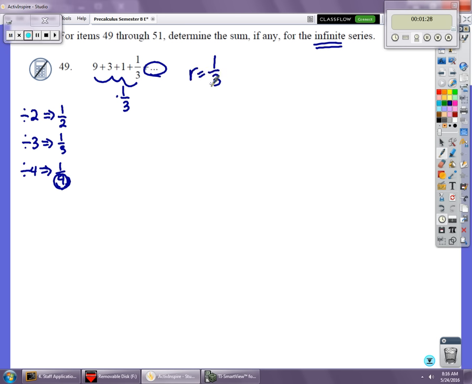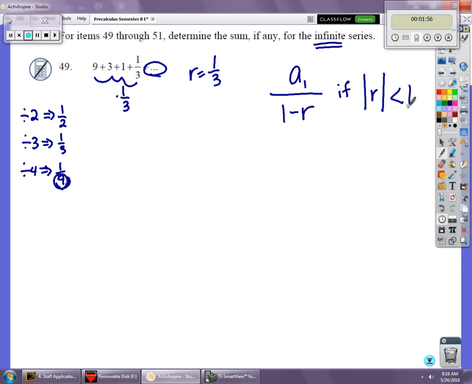Okay, so now that I know that my rate is 1/3, this is actually one that you do get a formula for, and the formula looks like this. First term over 1 minus r. But the absolute value of your rate has to be less than 1. So basically we're looking for a fraction that's less than 1, positive or negative. It doesn't really matter if it's positive or negative. It just has to be a fraction that's less than 1. So, think back to middle school. The bottom number has to be bigger than the top number, and that's kind of your general rule of thumb.